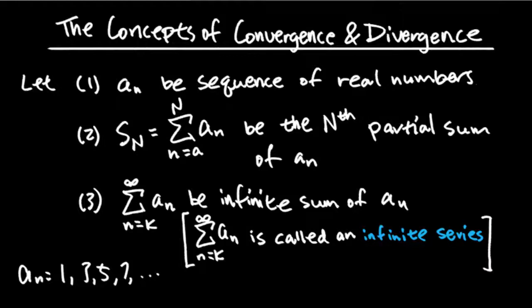If we want to add them, in this case up to capital N terms, then this is called the nth partial sum of a sub n. And if we add them infinitely, then this is called an infinite sum, otherwise known as an infinite series. I'll be using those words, so make sure you understand what they mean.